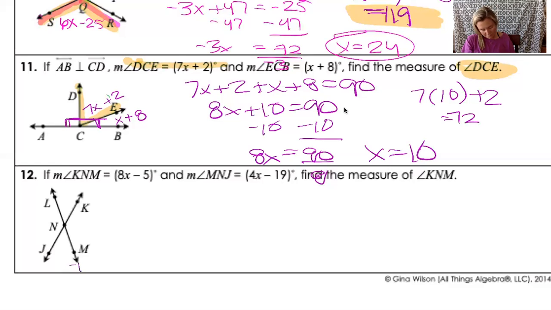All right, let's do another one. We have K and M, which is 8x minus 5, and M and J, which is right here, 4x minus 19. These are going to be on a straight line, so together they're going to equal 180.